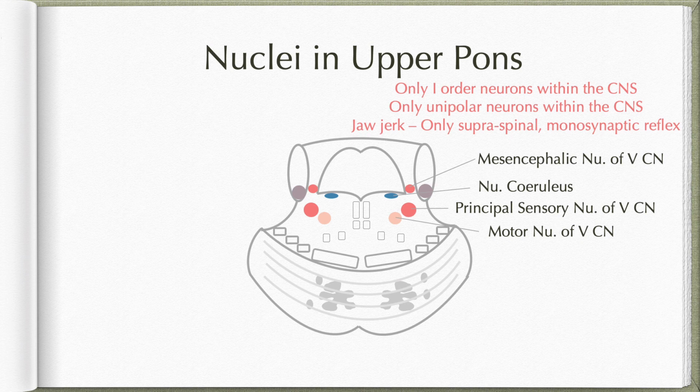While most of the second order fibers from the trigeminal sensory nuclei cross to the opposite side and ascend in the trigeminal lemniscus or the medial lemniscus, some of the fibers ascend on the ipsilateral side as the dorsal trigeminothalamic tract. They carry the touch and pressure modalities from the principal sensory nucleus, and they reach the ipsilateral ventral posteromedial nucleus in the thalamus.